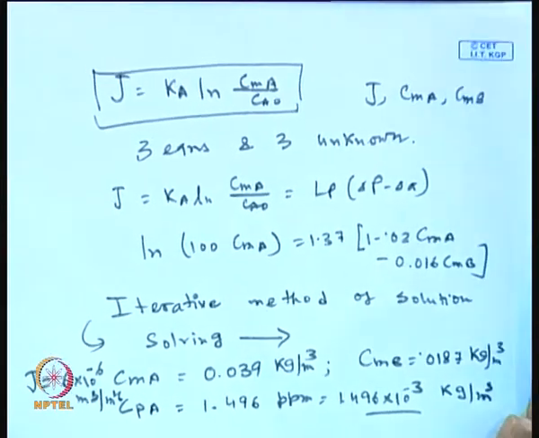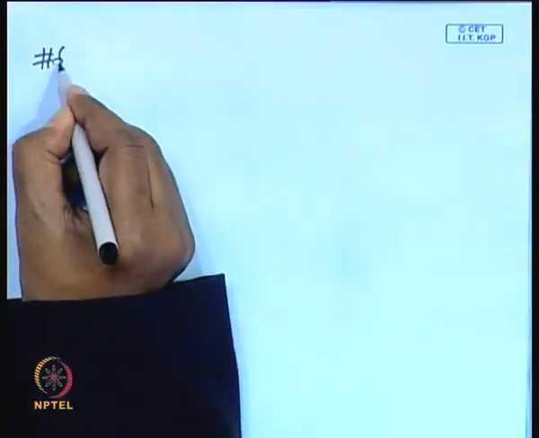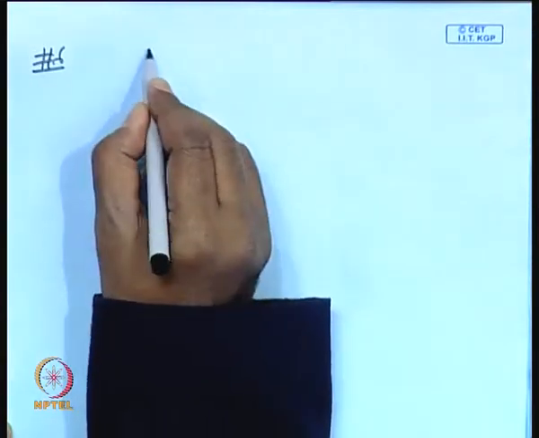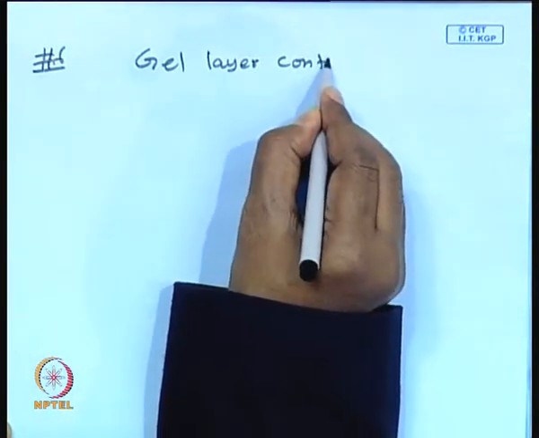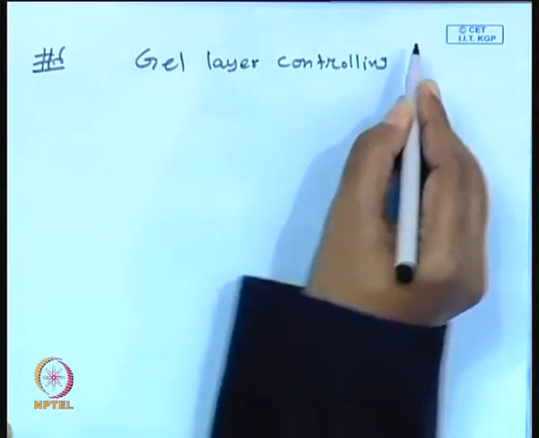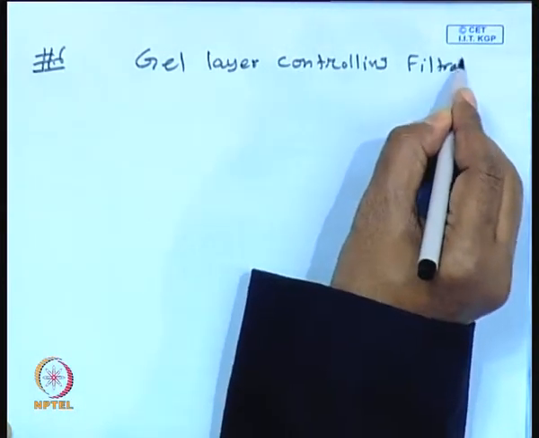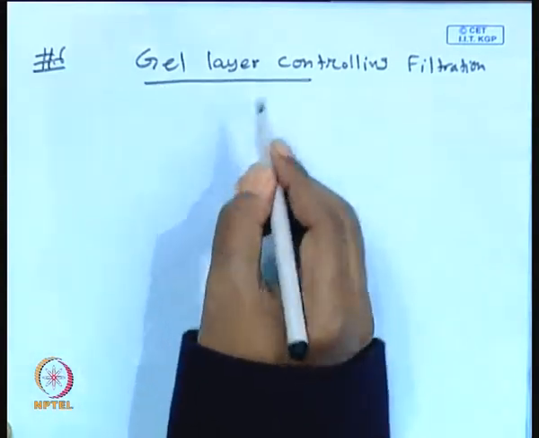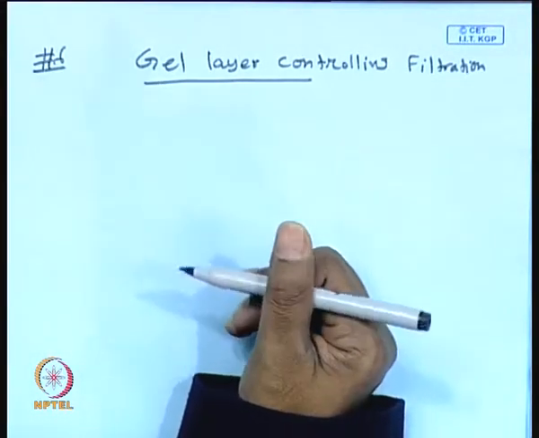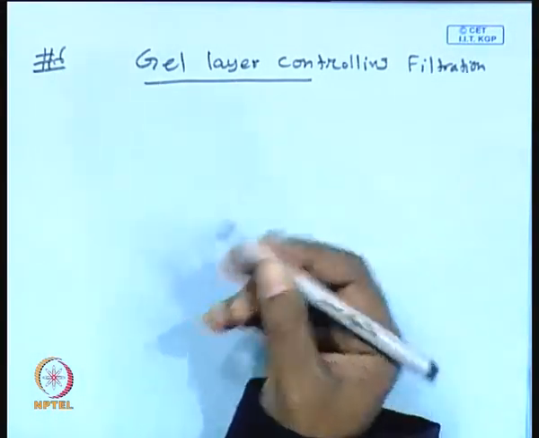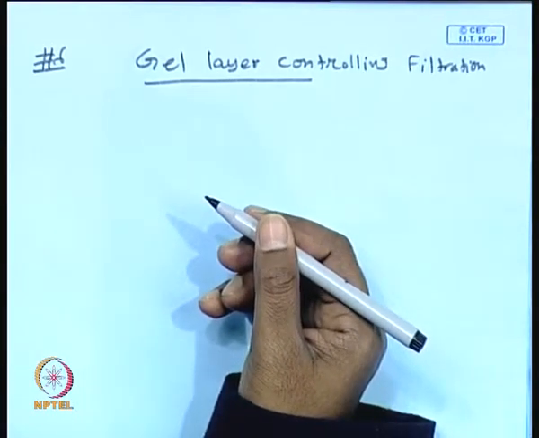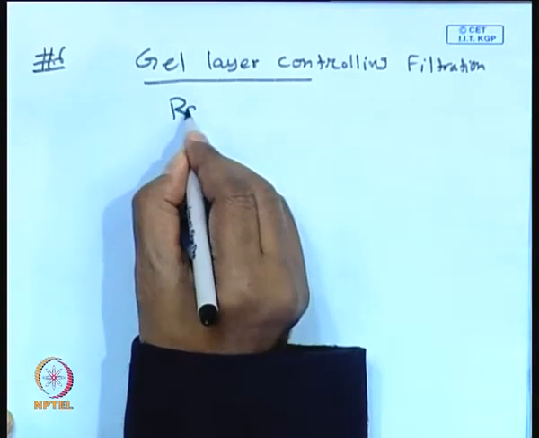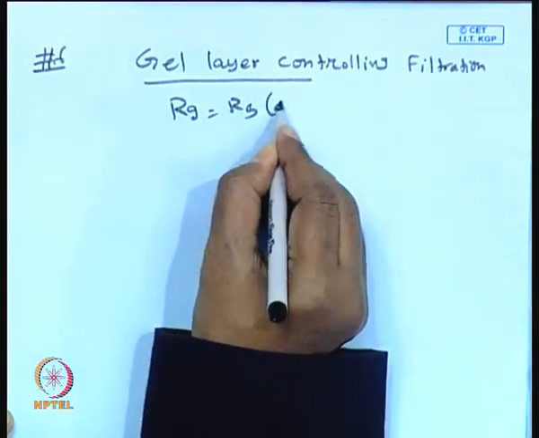Now, the next problem that we are going to solve is again a gel layer controlling filtration. But what is the difference between this problem and the previous problem? In this case the gel layer is a function of delta P. Gel layer thickness or gel layer resistance is a function of delta P.